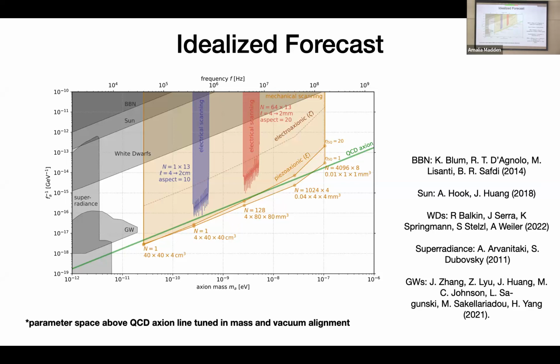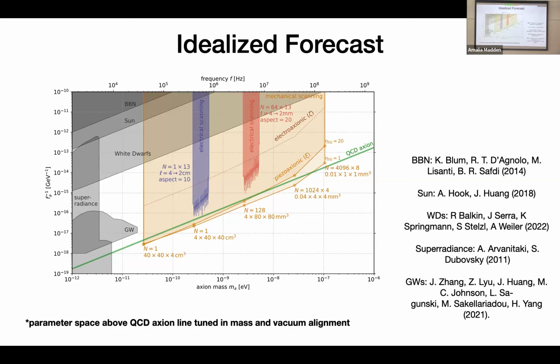The reason we stop here, for one thing, is that you're getting to decay constants close to the Planck scale. But the other reason is that this line here would be a crystal that's 40 centimeters big, a single crystal. So we think that pushing any further than that is unrealistic to grow.